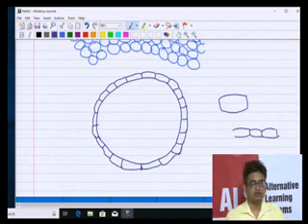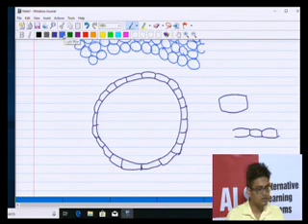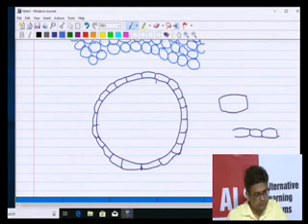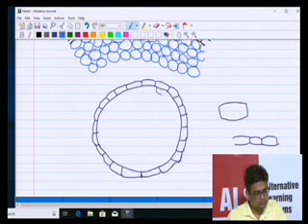Now inside this endodermis I am going to draw the pericycle first. For the pericycle I will choose a different color again, a color like this. This is the pericycle layer.